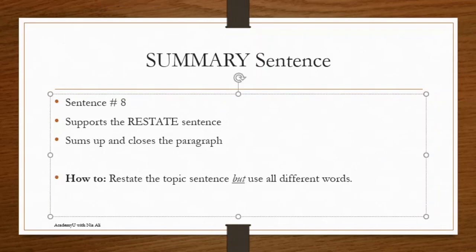And in this sentence, it has 2 purposes. For starters, you're going to restate your restate sentence. I know that's a little crazy, but you are. Basically, you're going to say what you've already said. You're going to say it again, but you're only going to say it using different words. In addition to that, the second purpose of your summary sentence is to sum up and close the paragraph. How do you write the summary sentence? It's easy. You simply restate the restate sentence, just use different words. Let's take a look at that.